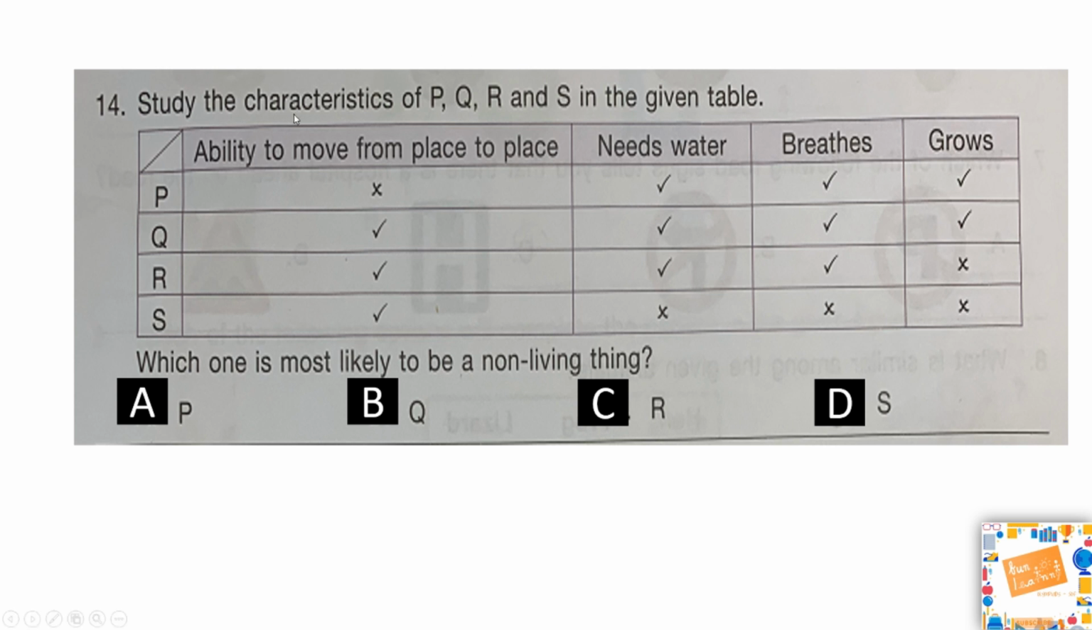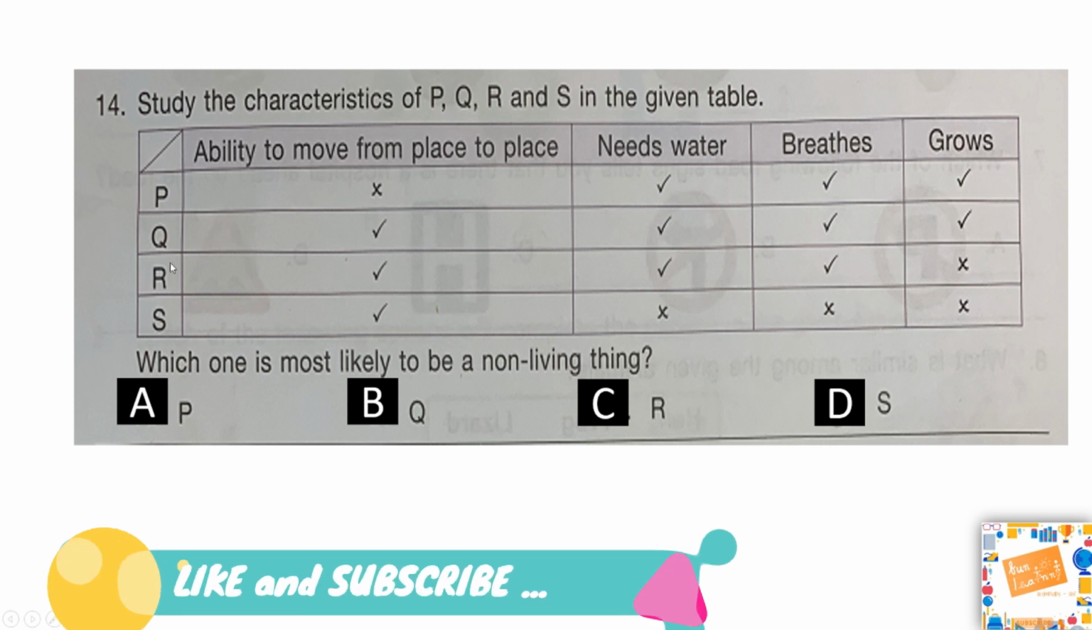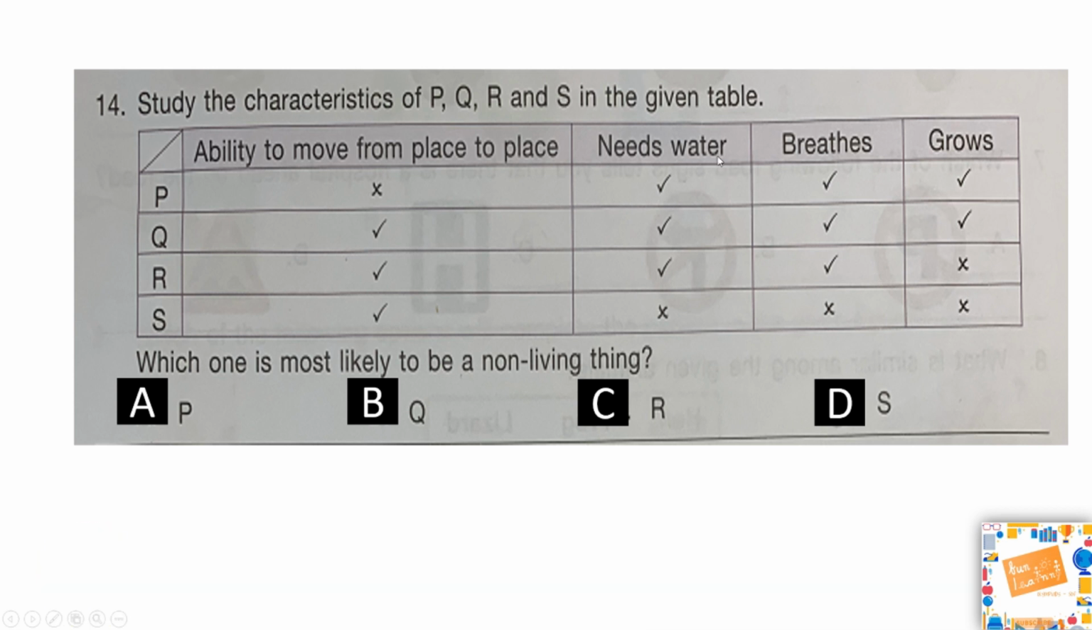Study the characteristics of PQRS in the given table. Whether ability to move from place to place is true for these, whether they need water, whether they breathe or whether they grow. And based on this table, answer this question. Which one is most likely to be a non-living thing? Is it option A, P? Option B, Q? Option C, R? Or option D, S? Well, take a look and get me the correct answer.